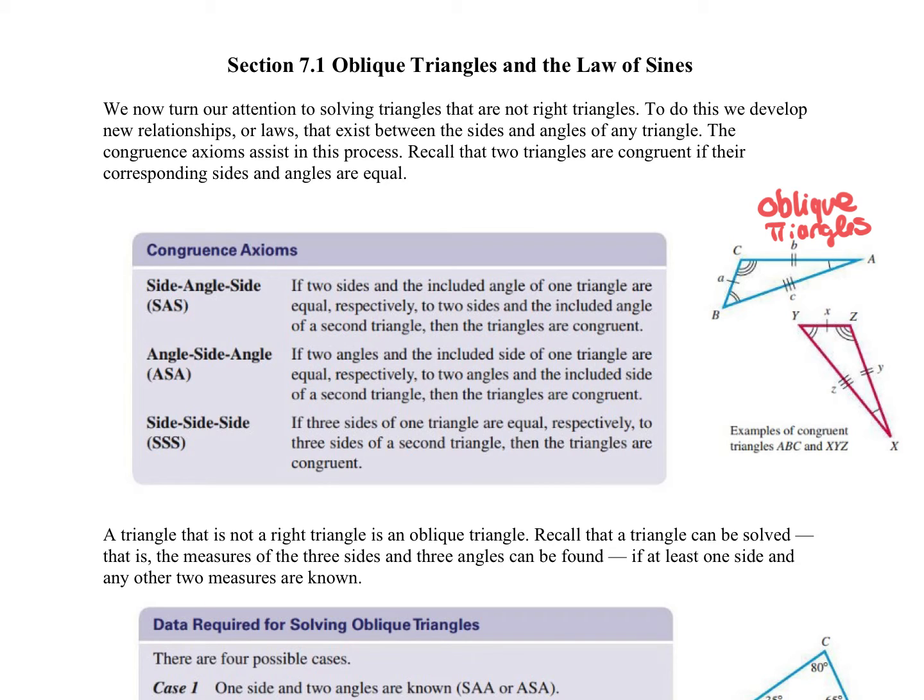So when we were back in geometry, we talked about triangles being congruent, and we had 3 ways of telling if triangles were congruent. We could do side angle side congruency, we could do angle side angle congruency, and we could do side side side congruency. And those 3 congruencies are kind of going to dictate which way, or which formula, we use in this chapter to find the missing pieces of the triangle.